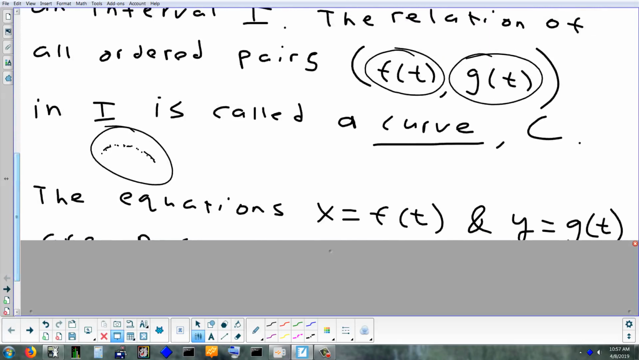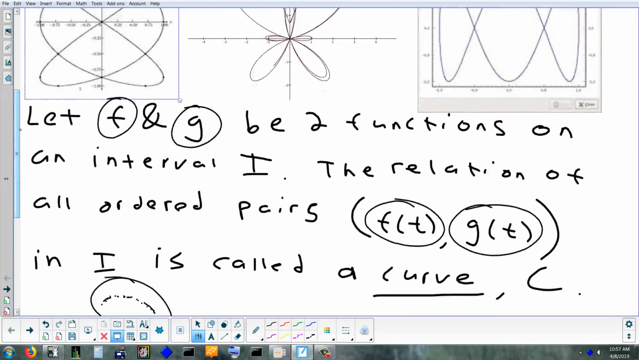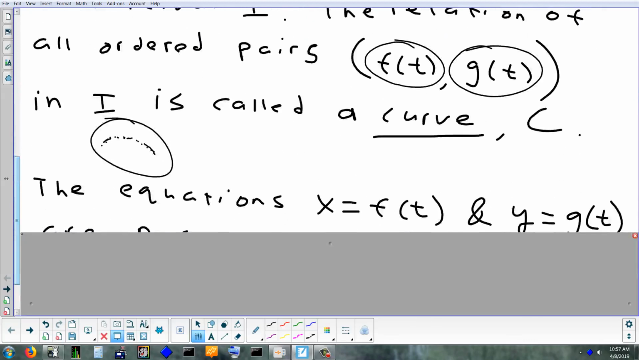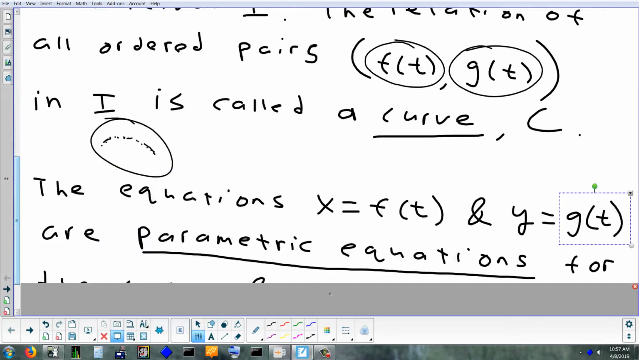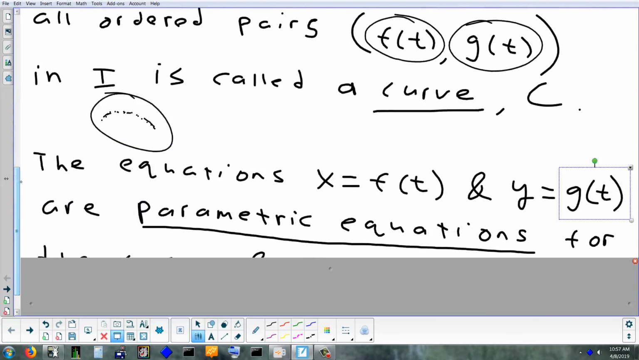So, the two I mentioned up here, you have two formulas or two functions for every problem you do. One formula gives you the x's, another formula gives you the y's. And those two equations together are what you call parametric equations. One equation will always be x equals, the other one will always be y equals. And notice the letter that they use, t.